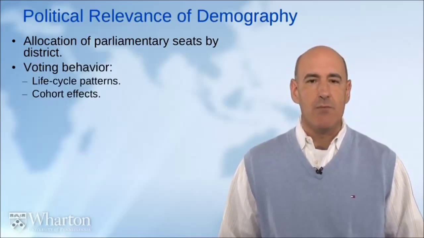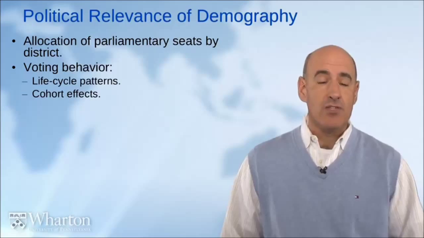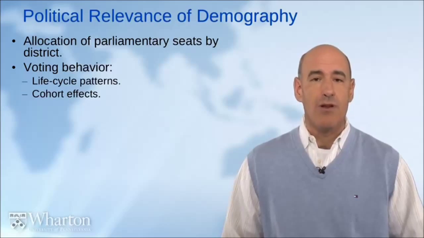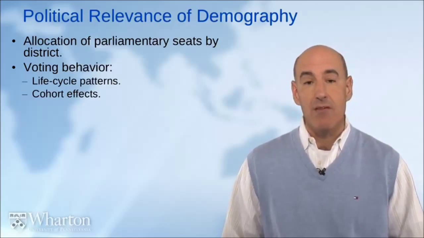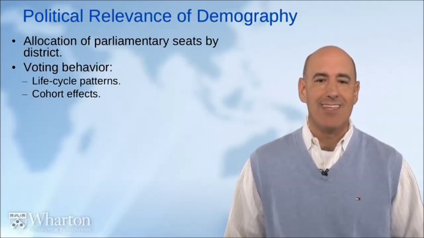People don't vote in the same way when they're young compared to when they're older. And also there are so-called cohort effects. People born in the 1950s or people born in the 1960s may behave or may vote differently than people born in the 1980s or in the 1990s.